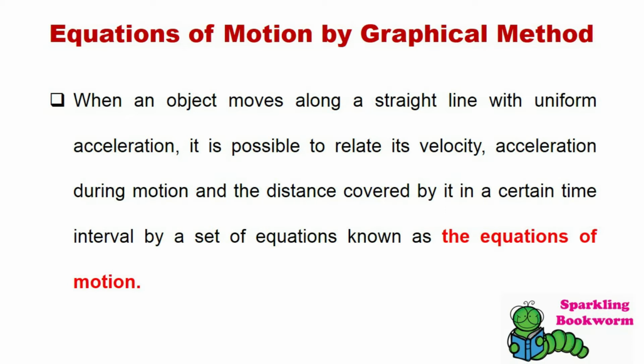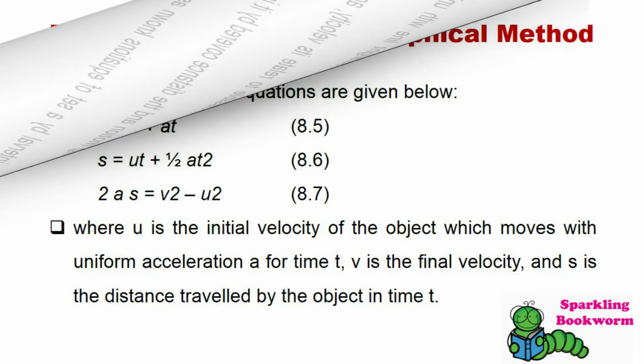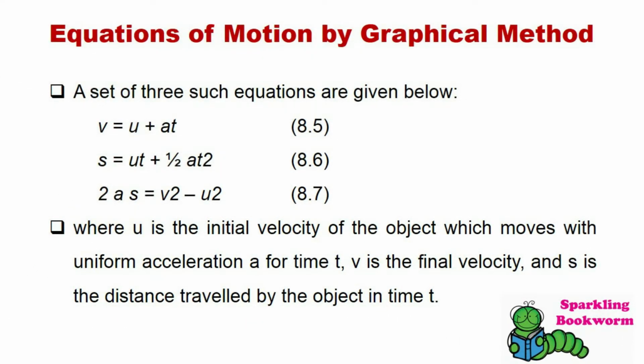When an object moves along a straight line with uniform acceleration, it is possible to relate its velocity, acceleration during motion and the distance covered by it in a certain time interval, by a set of equations known as the equations of motion. A set of 3 such equations are given below.